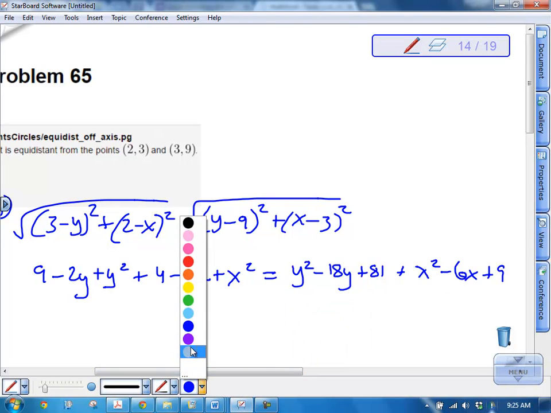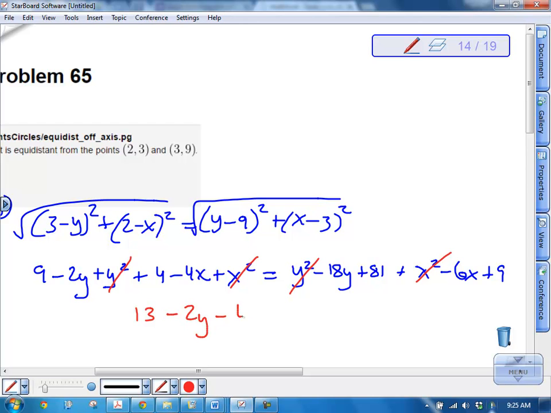Now I can simplify some things. X squared cancels x squared. This y squared cancels this y squared. Now I can add the numbers together. 9 and 4 is 13, minus 2y minus 4x. And then over here, add the numbers together, and I get 90 minus 18y minus 6x.